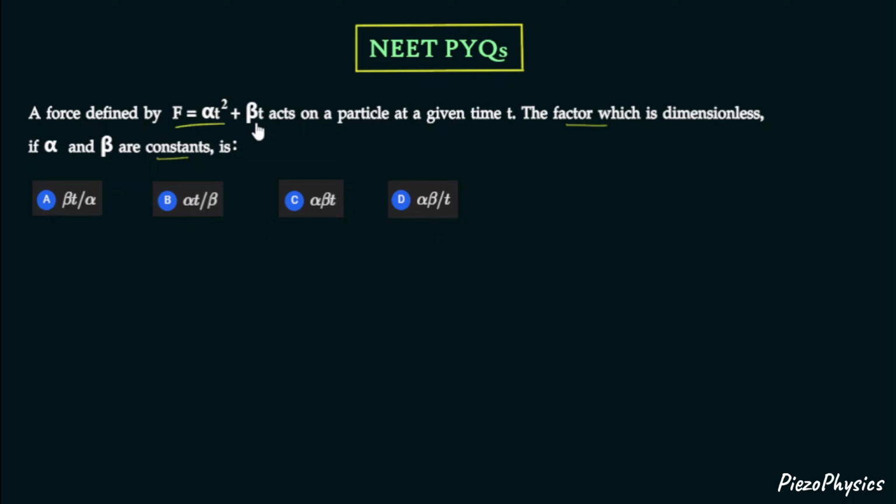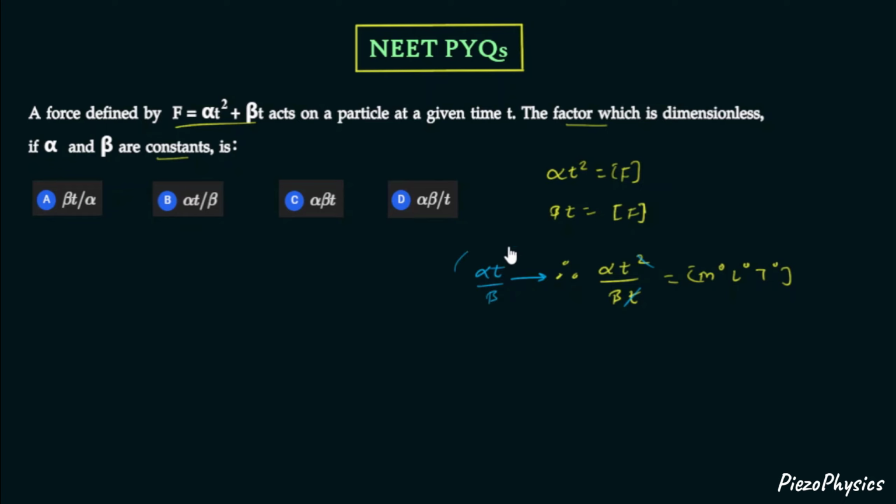From the principle of homogeneity, we can say that the dimension of alpha t square will be equal to F and the dimension of beta t will also be equal to F, which is our force. So the division of both will be dimensionless. Therefore, alpha t square divided by beta t will be dimensionless. From here, time will be cancelled. Therefore, alpha t divided by beta will be a dimensionless factor. So from the options we can say that option B is the correct option.